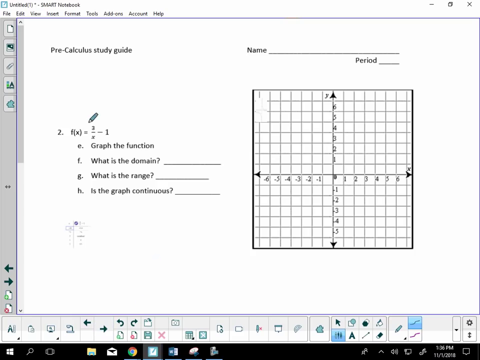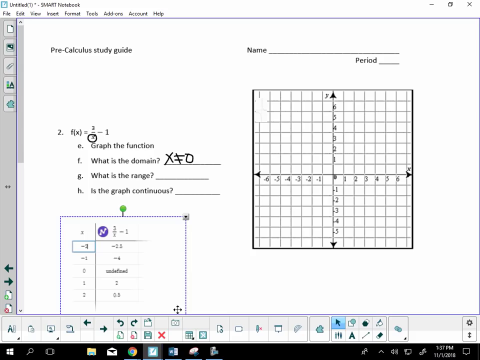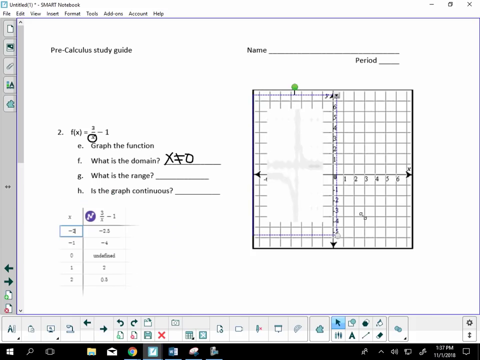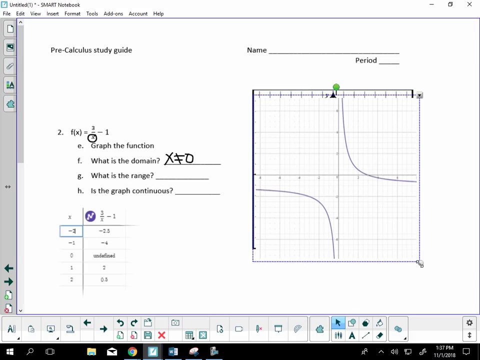So the same thing here, the domain, you have a restriction. X cannot equal zero, because if you were to look at that denominator, you're not allowed to have zero underneath. So if I make my t-table, I can probably choose a couple numbers that are bigger than zero and a couple numbers that are smaller. And then when you graph it, you're going to get something that looks like this.